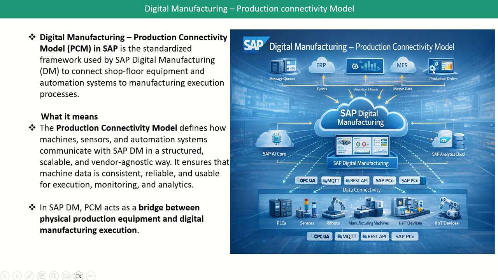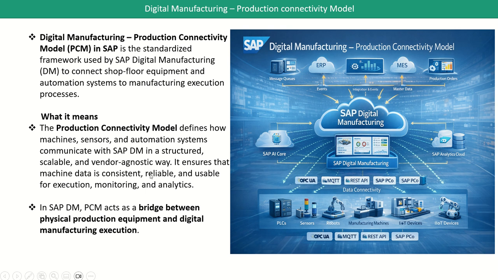Coming to the production connectivity model. So, what is the production connectivity model? Production connectivity model describes how we can do the connection between SAP Digital Manufacturing and plant floor machines. So suppose you have multiple machines at the plant floor, how will the integration happen? The production connectivity model uses the digital twin concept to integrate a plant floor machine to SAP Digital Manufacturing on cloud.